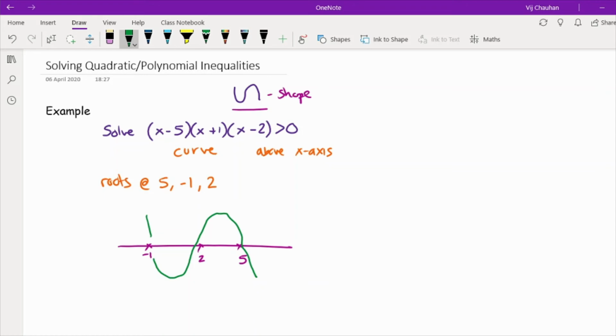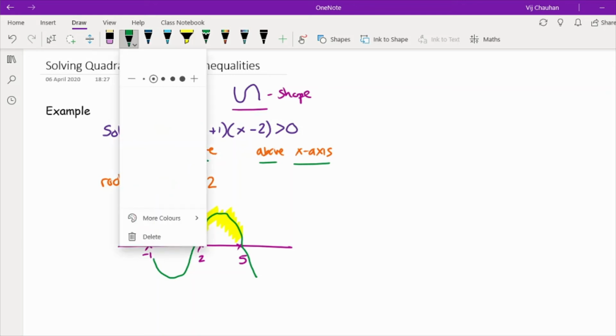Right, so going back to what this means, I'm looking for where the curve is above the x-axis. So if I just highlight where this curve is above the x-axis, well, it's above here and it's above on this region here. So with a cubic graph, you're going to end up with a few more solutions, and as you can see, I'm looking for two different answers that this could be. So how do we go about answering this?